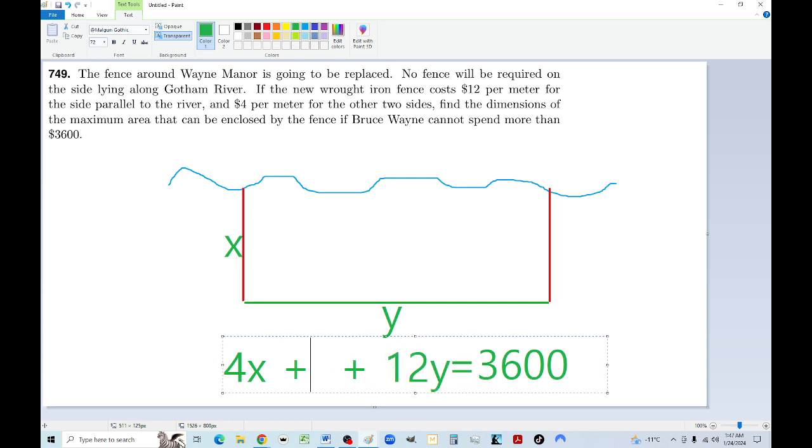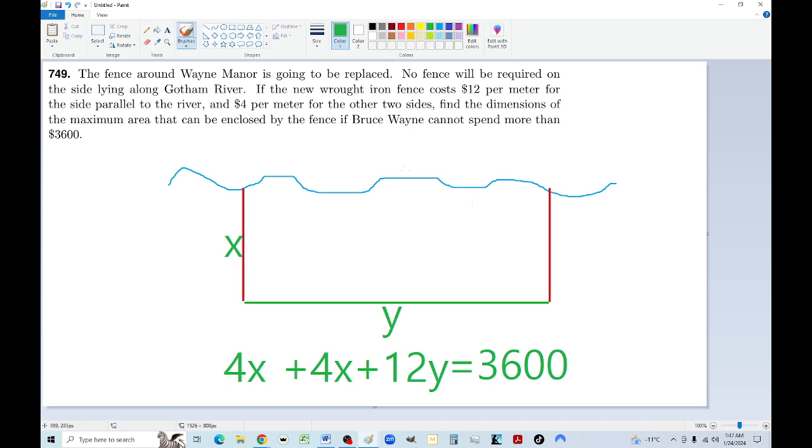So it's another 4X on the other side plus 12Y. So this is ultimately the equation. That's because each X here costs $4 per X, and each X here costs $4 per X, so we have to do 2 of them. But then this 12Y is just once. So we're left with 8X plus 12Y equals 3,600. So that's our first formula.